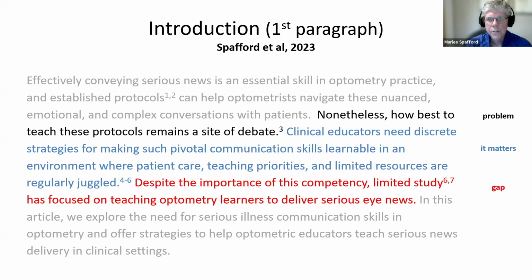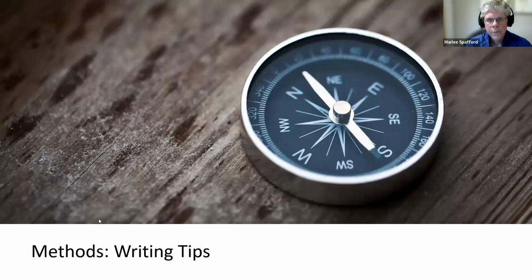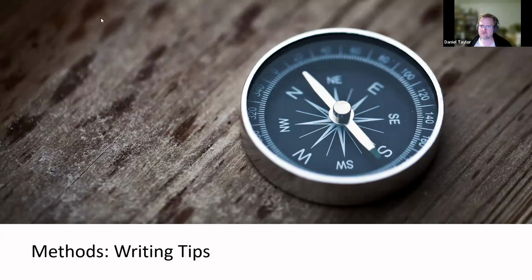So hopefully this was an exercise that just got you thinking about problems and gaps and hooks. And now we're going to turn it over to Daniel, and he's going to talk about some important things about methods and results. Yeah, so we're going to go over a few of the different parts here: methods, results, discussion, conclusion, and just some ideas as you're writing this up.